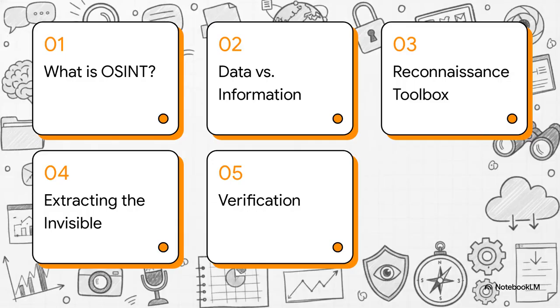Here is our game plan for today. We'll start by properly defining what OSINT is. Then, we'll look at the crucial difference between raw data and actual information. Third, we'll open up the reconnaissance toolbox. Fourth, we'll talk about extracting the invisible. And finally, we'll wrap up with the most important step, verification and cross-referencing.